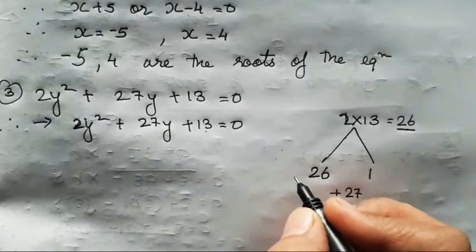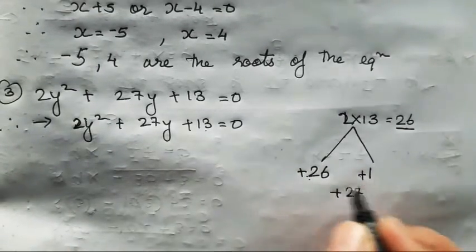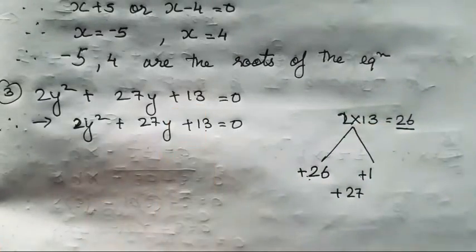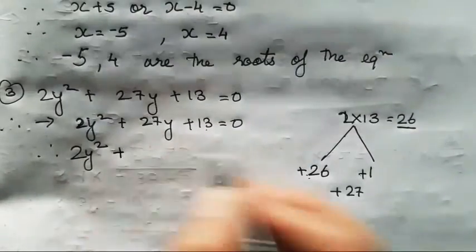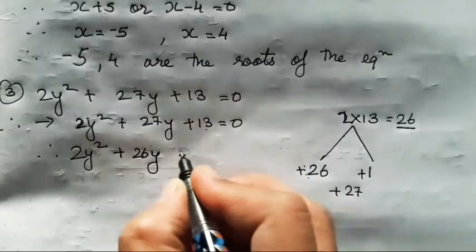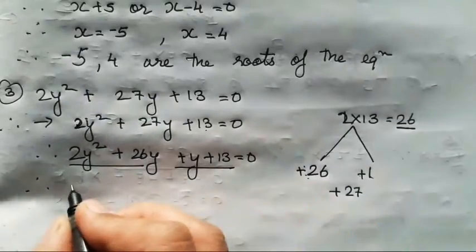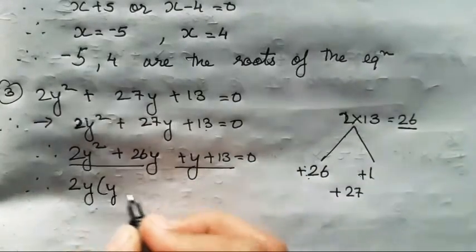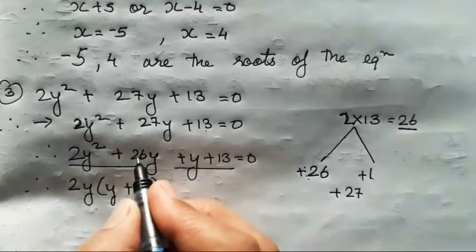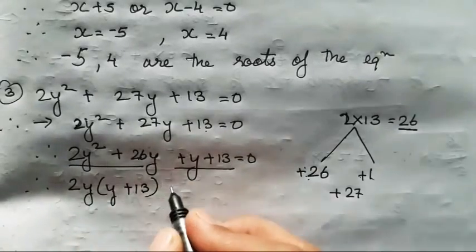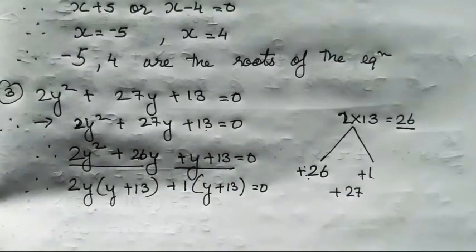So over here it is going to be plus, isn't it? So that we will be getting plus 27. Now use these two factors. Remember this step only when there is a prime number and you are not able to get the factors. So the first term will be as it is, second term will be 26y plus y plus 13 is equal to 0. So therefore now you have to find the common factors, that is 2y, and multiply it with y plus 13. See 2y into y, 2y square, 2y into 13, 2 13s are 26y, and as it is, plus 1y plus 13 is equal to 0.